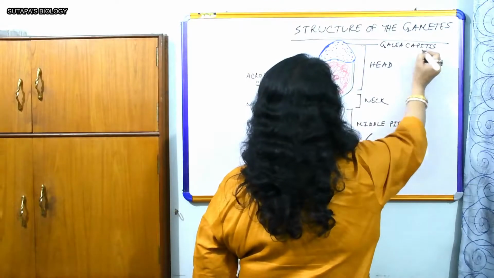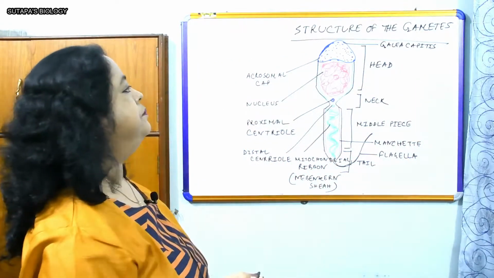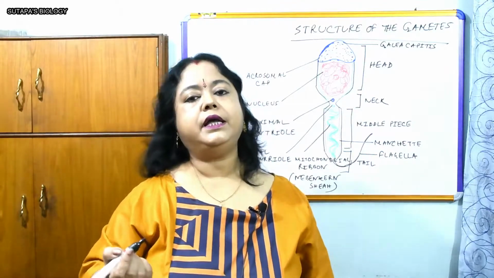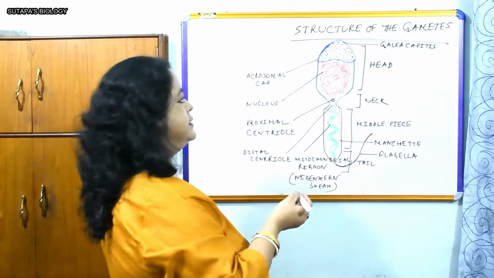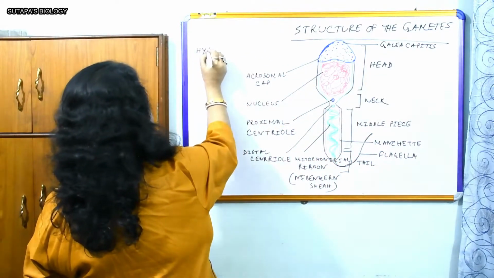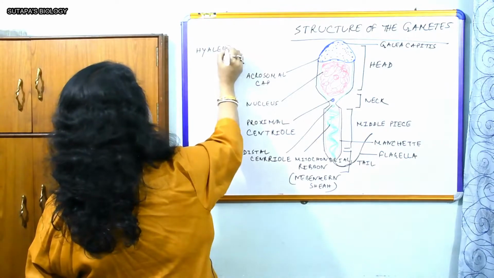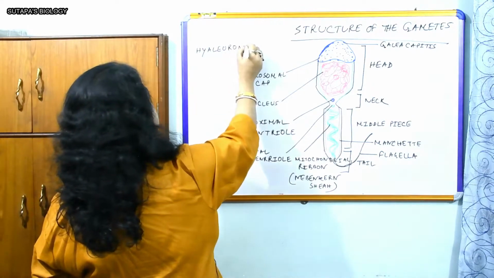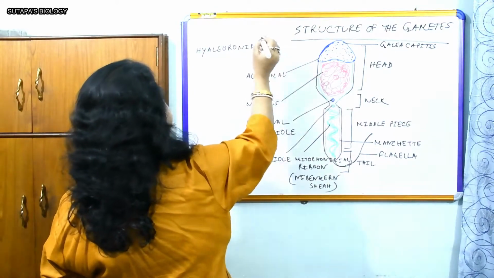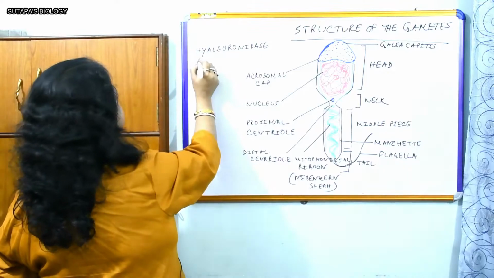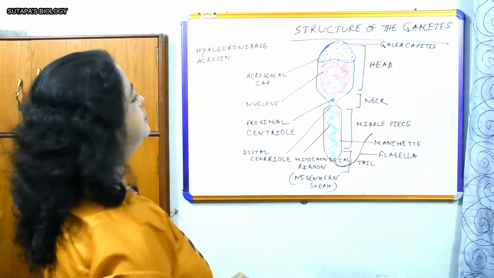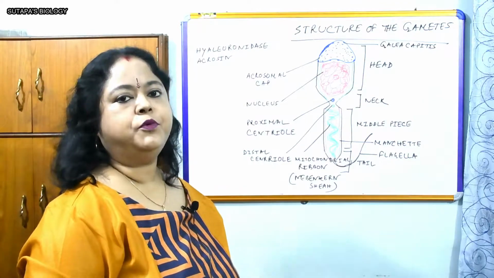This is very important, as in this part the main lysing enzymes are present, like hyaluronidase and lysine, etc. Hyaluronidase is the main important, the main sperm lysine. Acrosin is also there. These are required for penetrating the ovum wall.